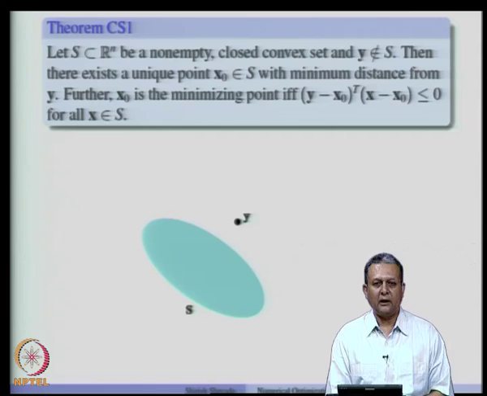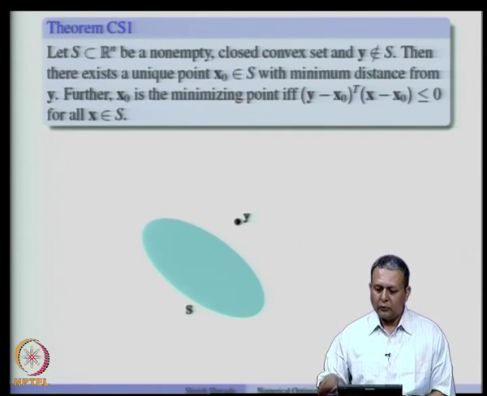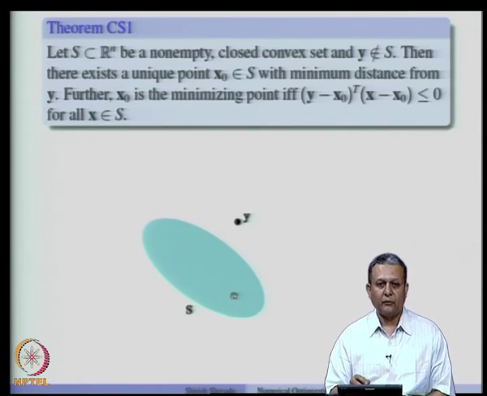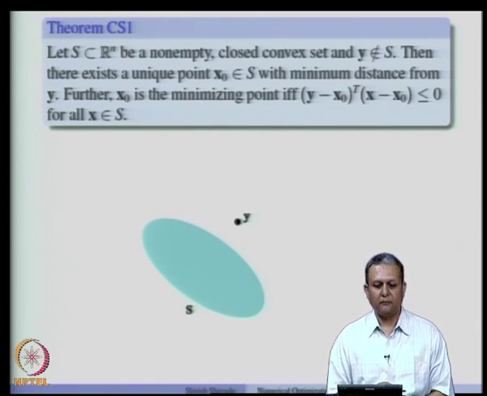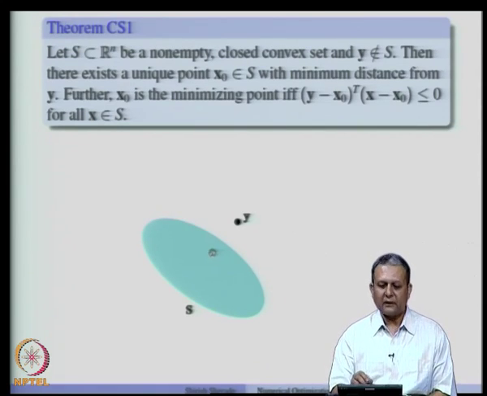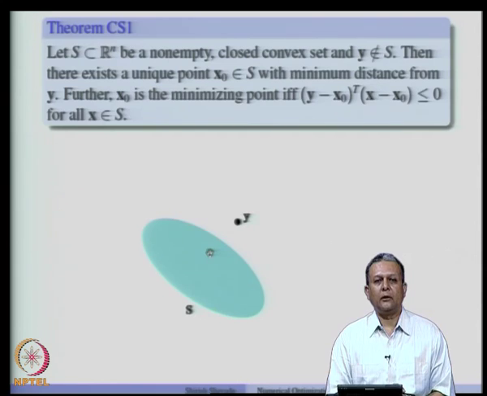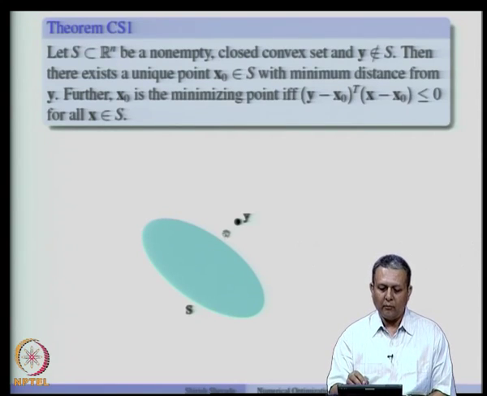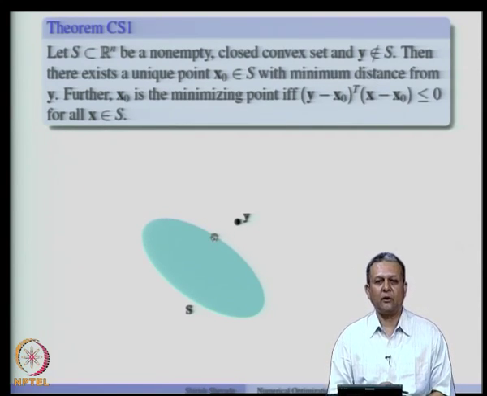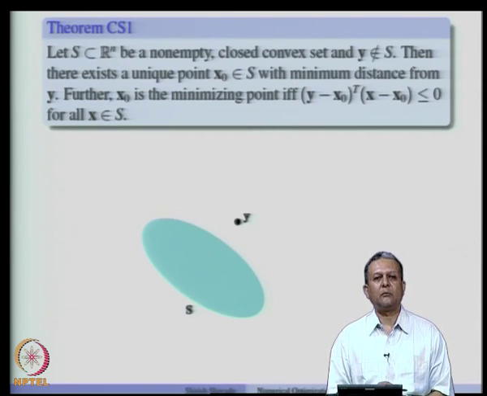First, the interpretation of this result. Suppose we have a set S which is a non-empty closed convex set in Rn, and let us consider a point y which is not in the set S. The theorem says that there exists a point x naught in the set S which has the minimum or the least distance from y, and not only that there exists a point, but that point is also unique.